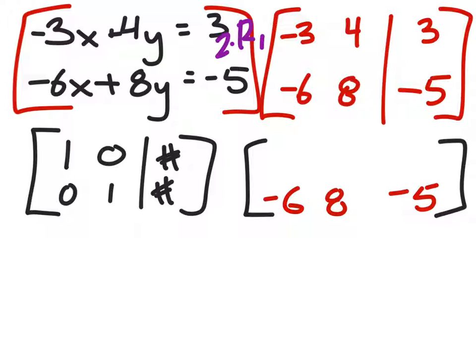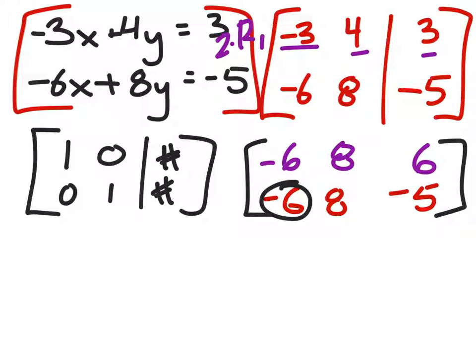So 2 times this negative 3 would give me negative 6. That's what we wanted. 2 times 4 is 8. That just happens to be the case that it matches the y's as well. If you were focusing on the y's, it would have worked with the x's. 2 times the 3 is 6.